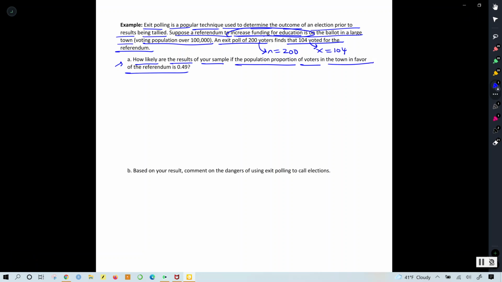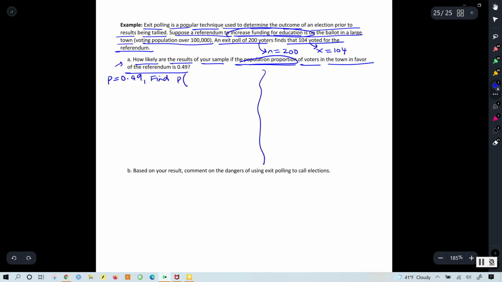What this is asking is as follows. If the population proportion, p, is 0.49, we need to find the probability of fewer than the 104 out of 200 who voted for the referendum.